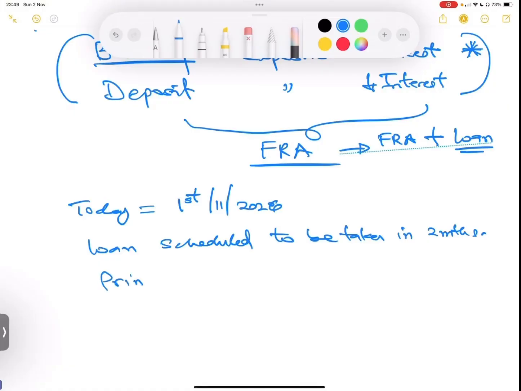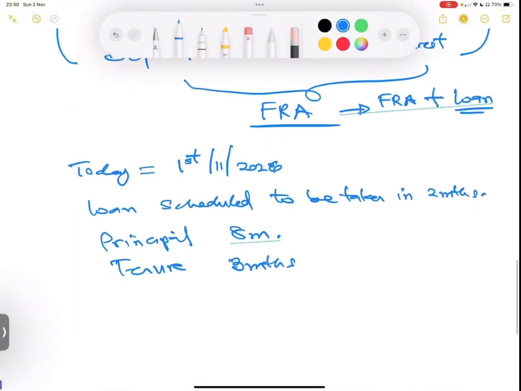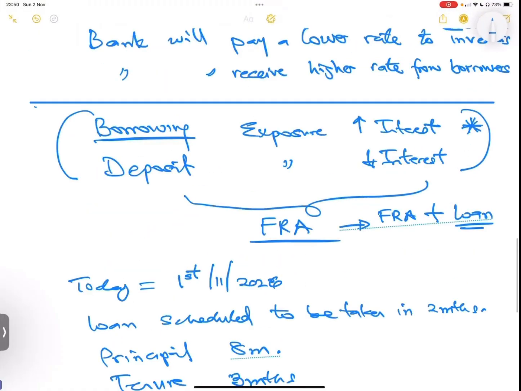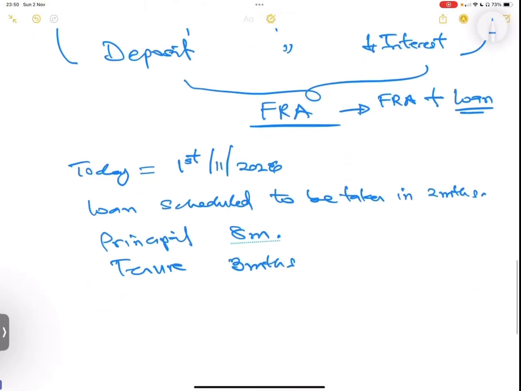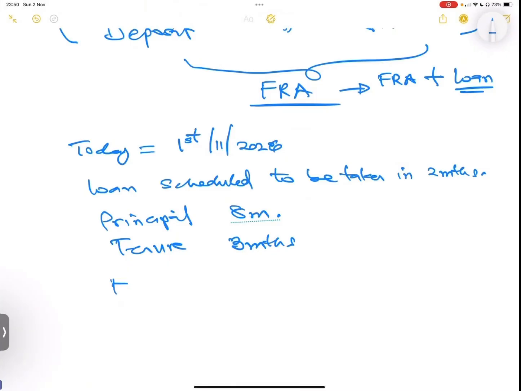Let's say the principal is 8 million, and you expect that the tenor for that loan is 3 months. If you have a loan you want to take, what is your risk? Your risk definitely is that the interest rate might go up. So because you're afraid that interest rate might go up, you want to use FRA.